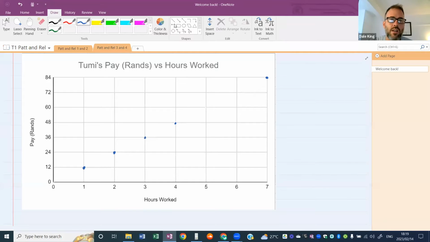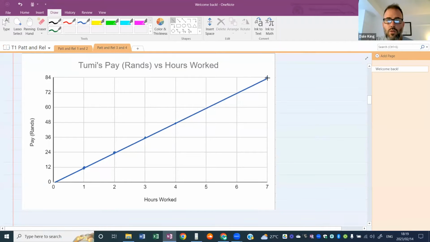Now I'm sure you can see how these dots are all lining up. All right, and do we start from 0? Well, let's think about it. If Tumi doesn't work any hours, then she won't get any money, so she won't get any pay. So we can start at 0. I'm going to start at 0 and go through all these dots and line them up and draw a line.